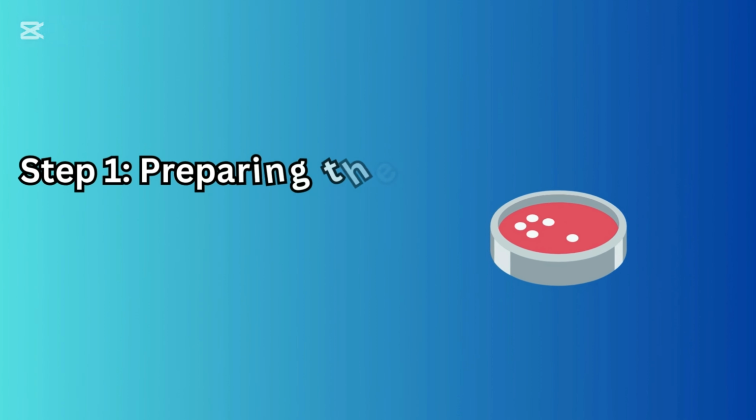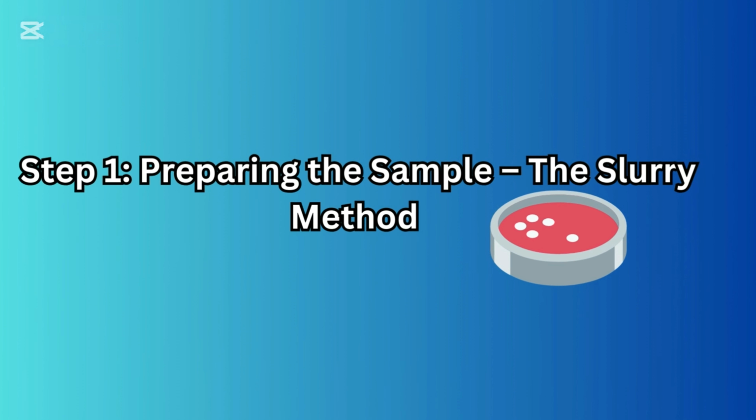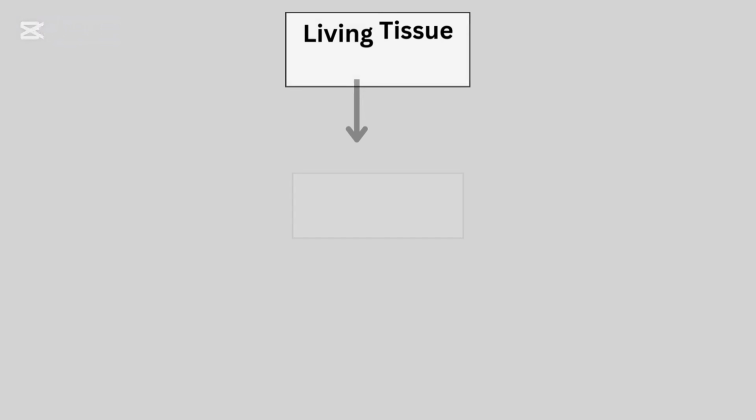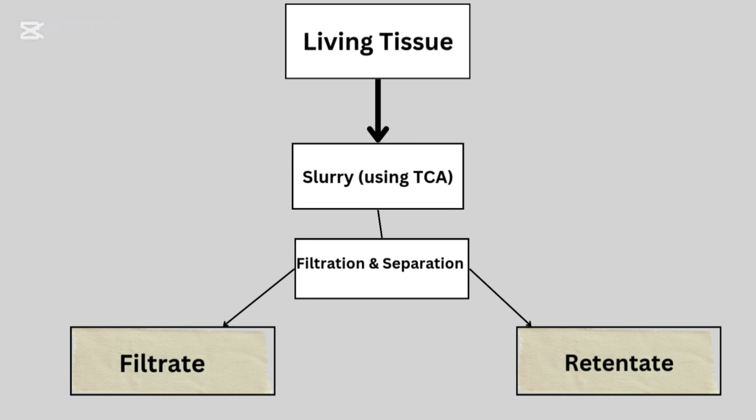Step 1. Preparing the sample. The slurry method. To start, we need a living tissue, like a vegetable piece or liver. We grind it into a slurry using a mortar and pestle, while adding trichloroacetic acid, TCA. But why TCA? Because it breaks open the cells and releases their biomolecules, making it easier to analyze them.